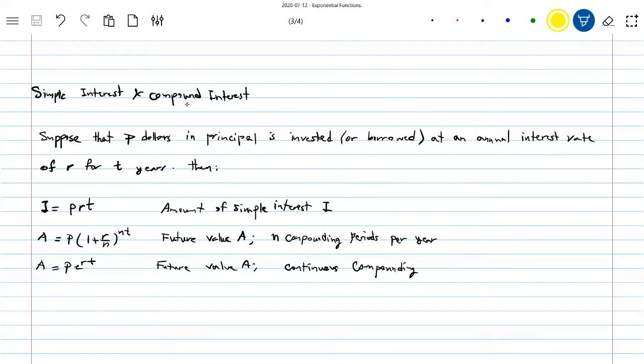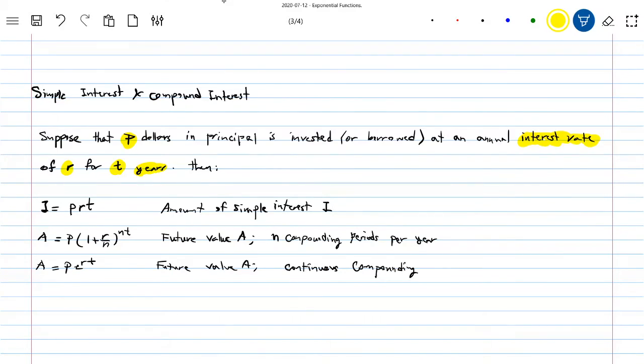Okay, so let's understand some information. First, suppose P is the amount that you're investing or borrowing. So the principal amount that is invested or borrowed, I'm going to call it P. And the annual interest rate, we pick the notation R. So R represents the interest rate. And T, the number of years. So you borrow a certain amount of money, that's the P that you borrow, with the interest rate of R for T years.